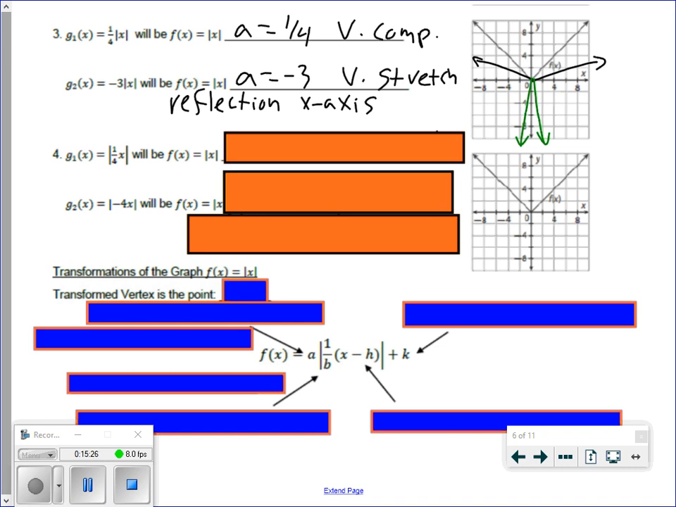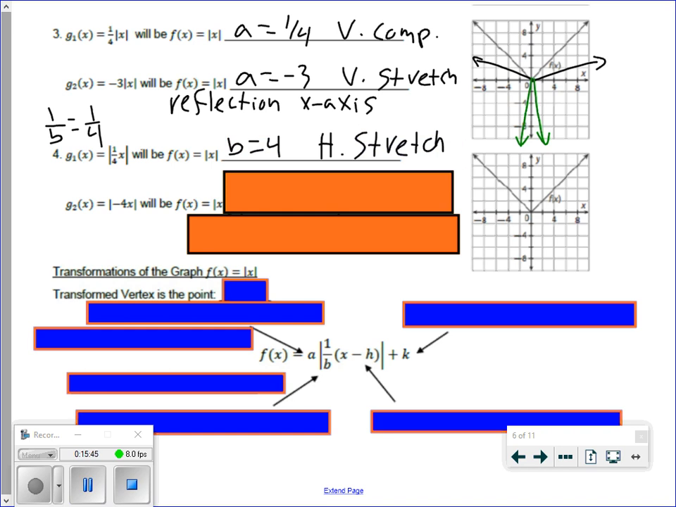All right, for number 4, g sub 1 of x equals absolute value of 1 over 4 times x. Since that 1 over 4 is inside parentheses and we're multiplying the x with it, that's going to be going with our 1 over b. So that's saying 1 over b equals 1 over 4, or it's just that our b is going to equal 4. When our b is 4, we have a horizontal stretch.